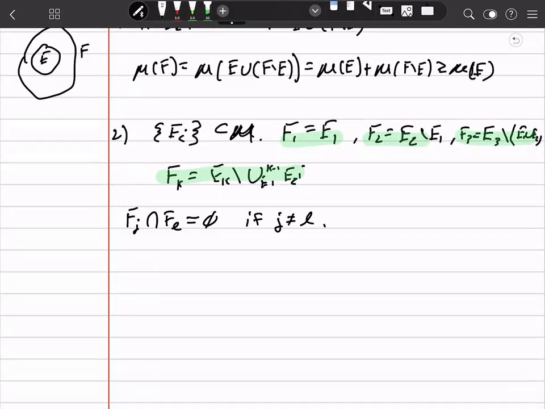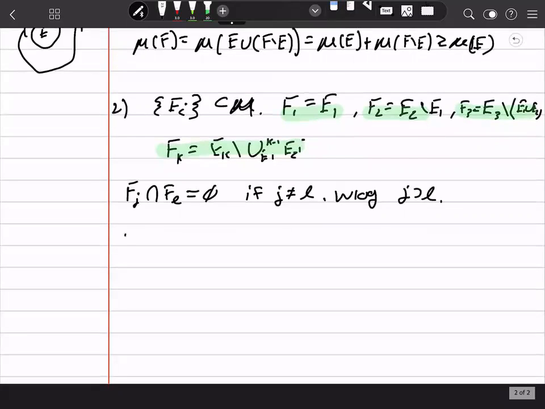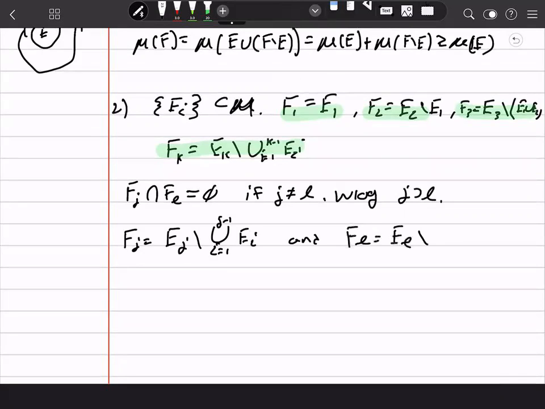Okay, so how can we see this? Without loss of generality, let's just suppose that j was greater than l. Now let's look at what we have. We have F sub j is equal to, by definition, E sub j minus the union from i equals 1 to j minus 1 of E sub i, and F sub l is equal to E sub l minus the union from i equals 1 to l minus 1 of E sub i.